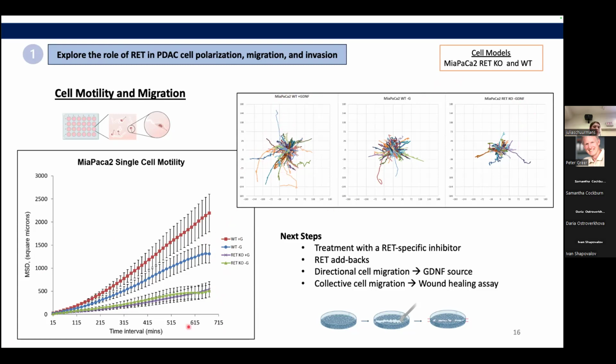The next steps would be to add a treatment with a RET-specific inhibitor to see if that abolishes or brings down the motility, as well as to do a RET add back in the RET knockouts to see if that recovers the phenotype. I'd also like to do directional cell migration towards GDNF and then a collective cell migration with wound healing.